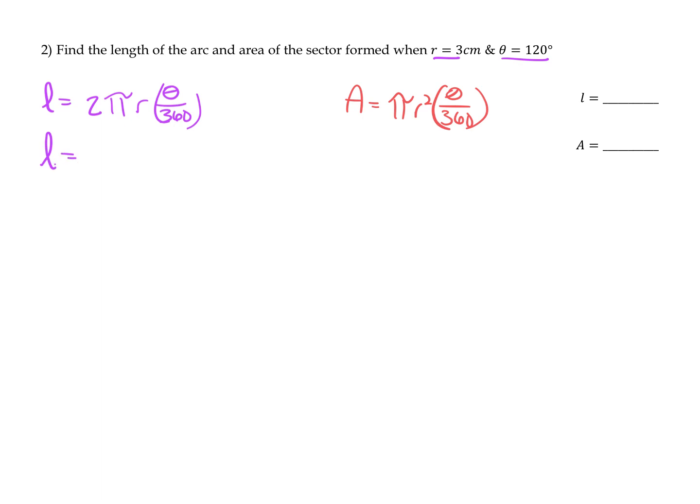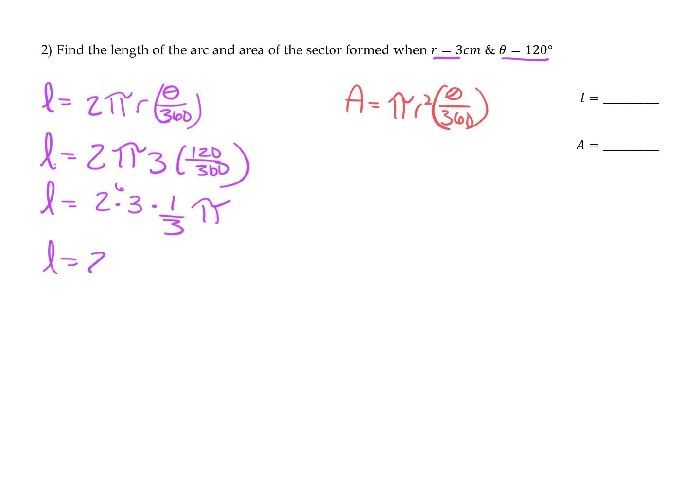So length is equal to 2 pi, the radius is 3, and it's 120 over 360. Well, that's 1/3 of a circle. So I think about 2 times 3 times 1 over 3 and pi. All I did was put that fraction in there. So 6 divided by 3 is 2 pi, and these are centimeters.